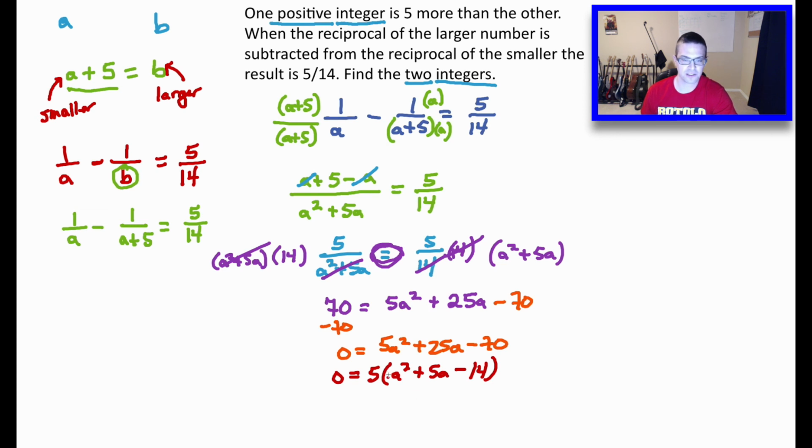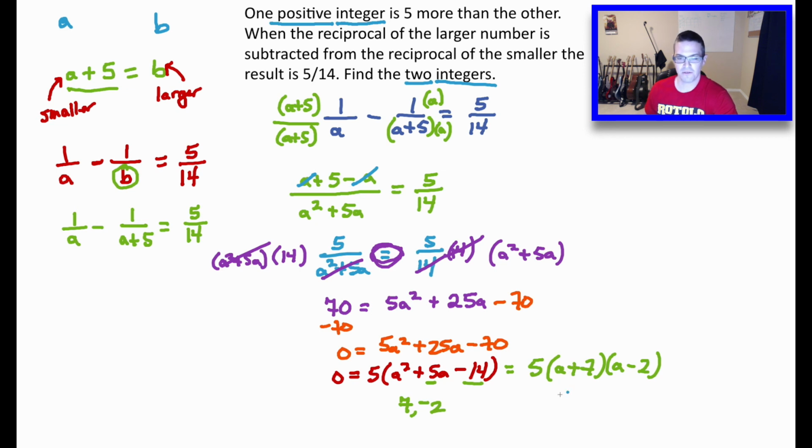Now, since this leading term is a 1, we can use the shortcut where we're looking for two numbers that multiply to get negative 14 and add to get this 5. And those two numbers would be 7 and negative 2. So what I can do is rewrite this. So now it says 5 times (a plus 7) times the quantity (a minus 2).